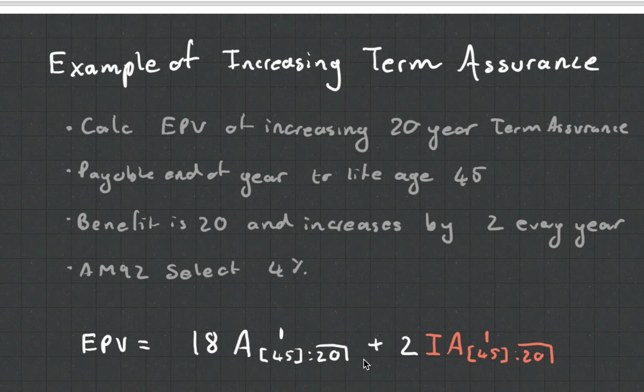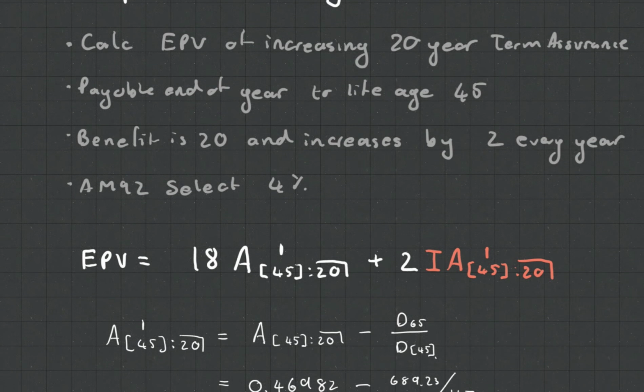And so to make it the same base, what we do is we borrow 2 from this here, and we add it to the increasing annuity. So we have a level annuity and the increasing annuity starting at the same time. It just makes our mathematics much simpler.